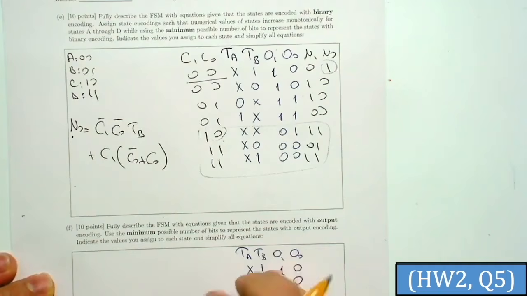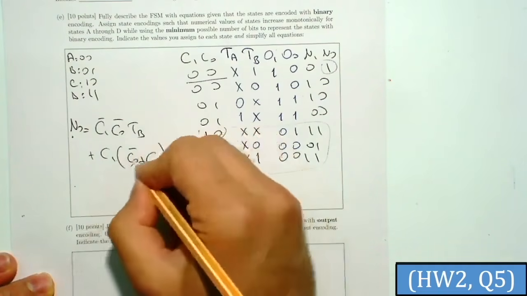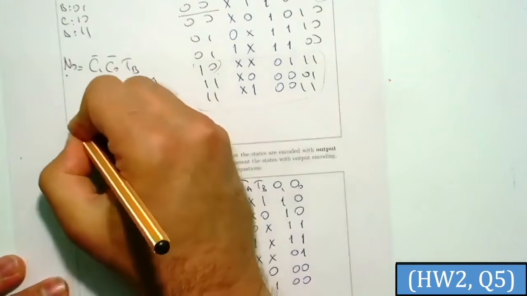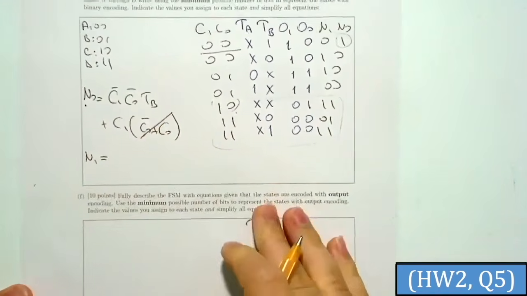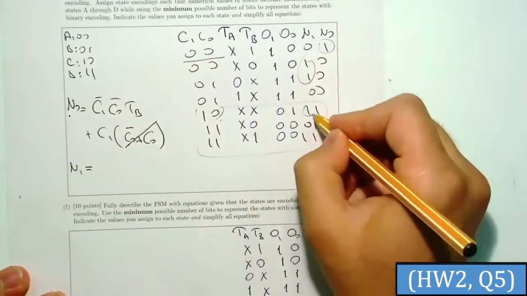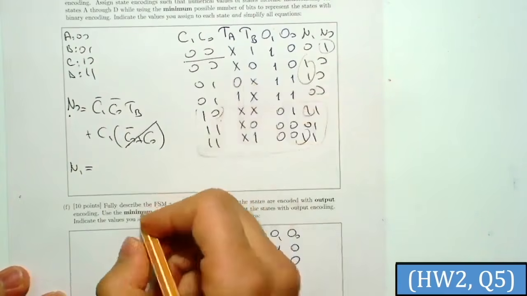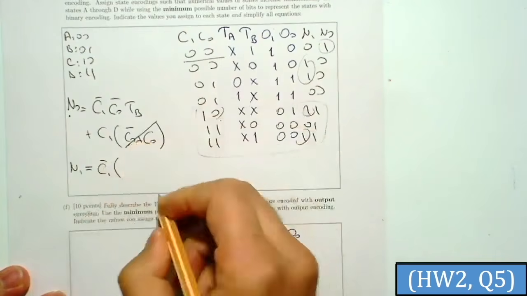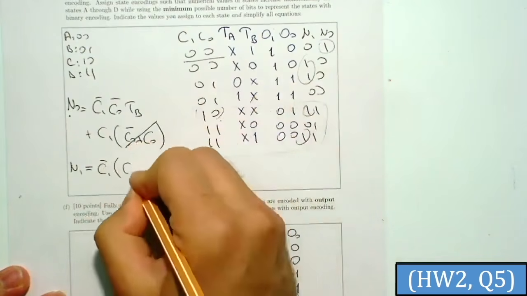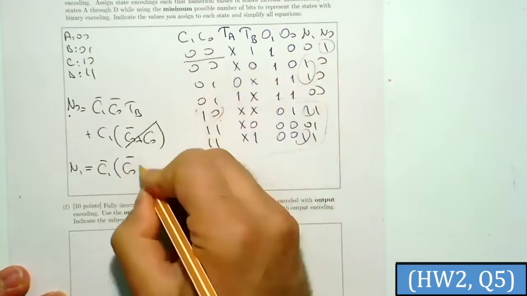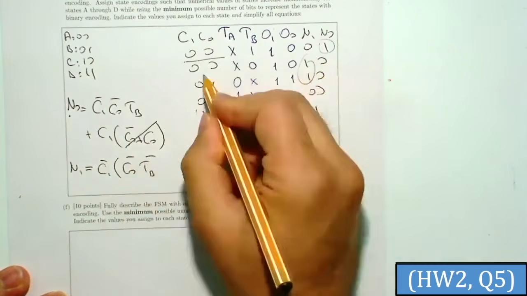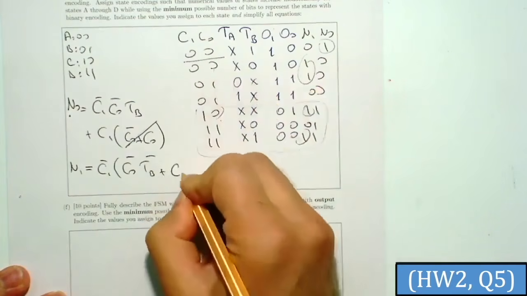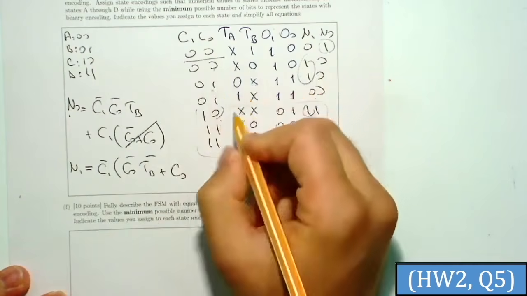Yeah, then we can also simplify that, right? So this is always 1. For N1, I'll check the rows. I have 1 here, so this means that for this one I have C1 not and C0 not, TB not, or C0 TA.